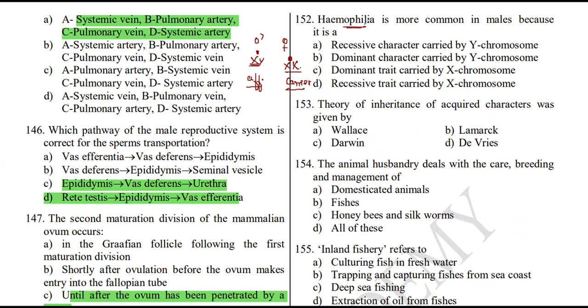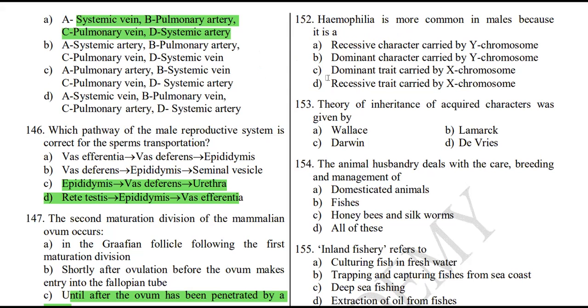Hemophilia is known as the royal disease, or we can say bleeder's disease. It is mainly because there are hemophilia 1 and hemophilia 2, which means the clotting factors are not able to be produced. In hemophilia A, clotting factor 8 is not produced, and in hemophilia B, clotting factor 9 is not produced. So they are X-linked recessive disorders. The recessive trait is carried by the X chromosomes. So which is option B.